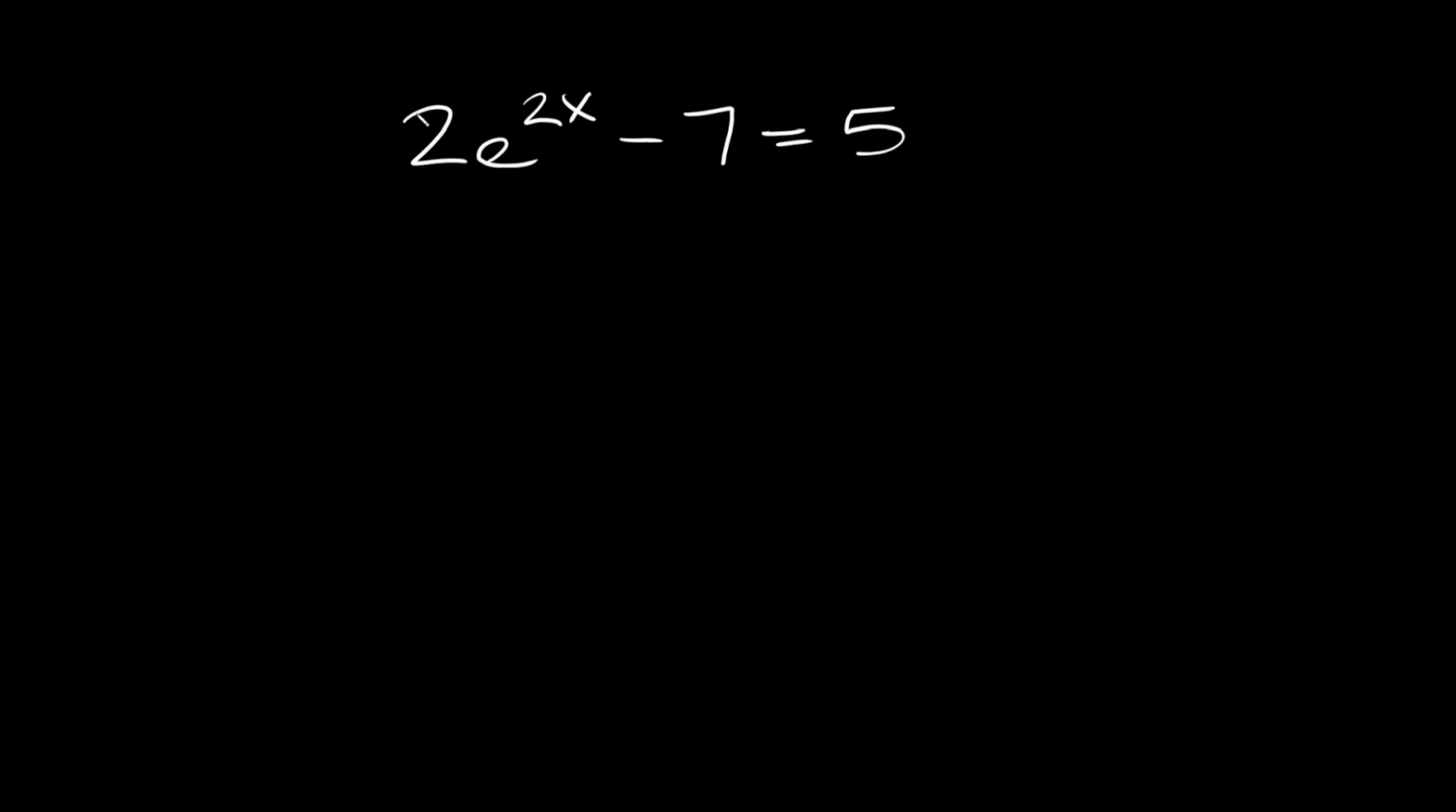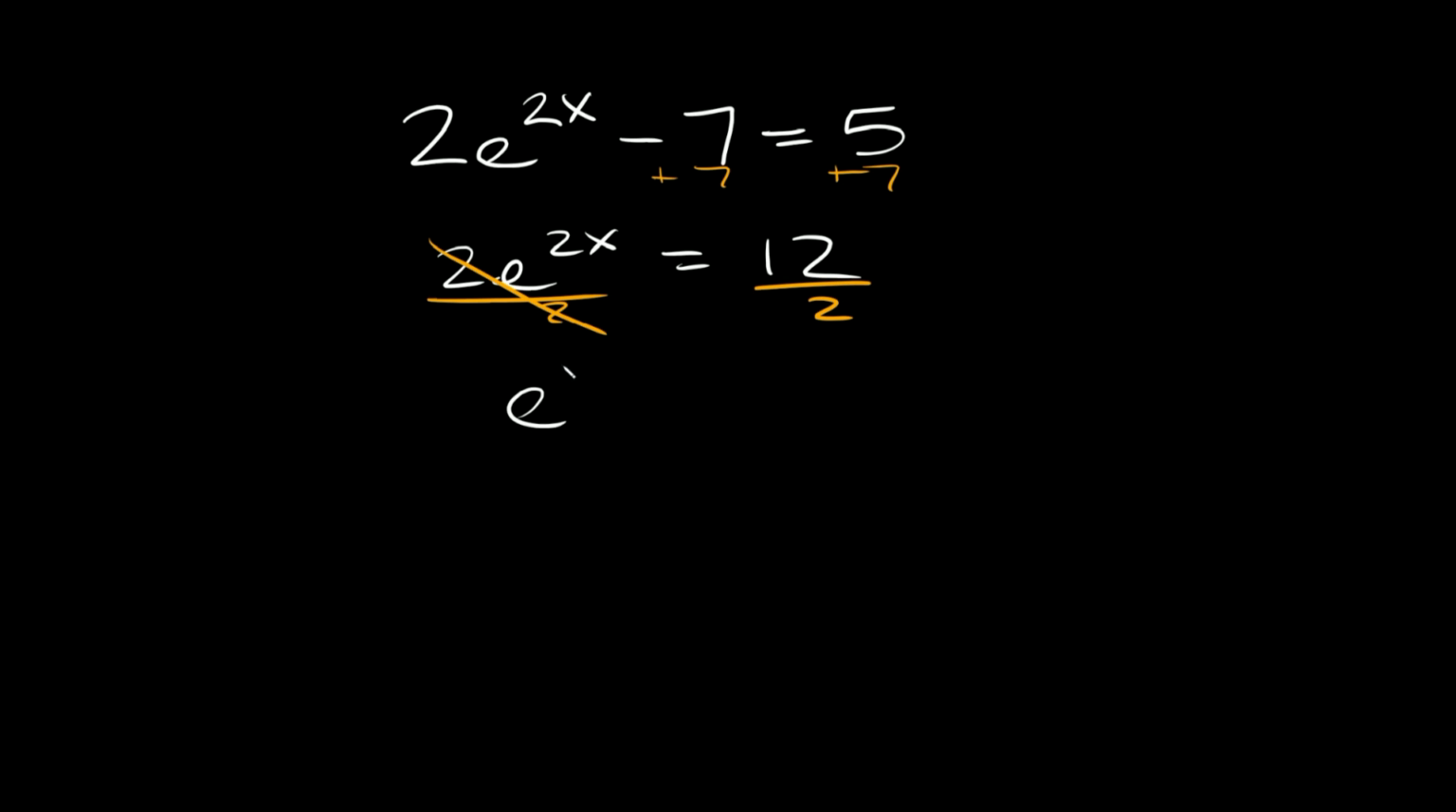All right, last one here. So we have 2 times e raised to the 2x minus 7 is equal to 5. All right, so the first thing we can do is get rid of this 7, right? So we get 2e raised to the 2x is equal to 12. And then we can get rid of this 2 by dividing both sides by 2. So then we get that e raised to the 2x is equal to 6.